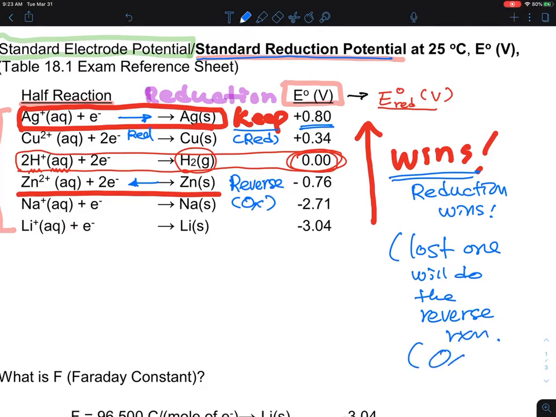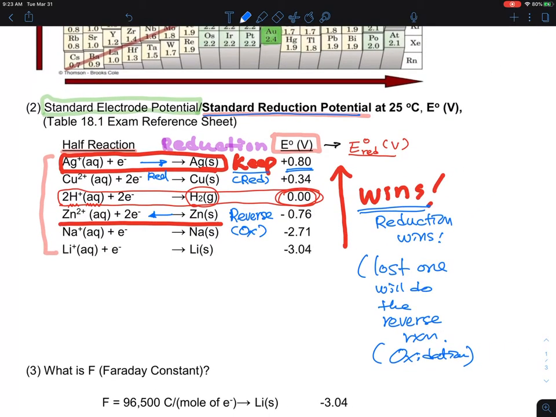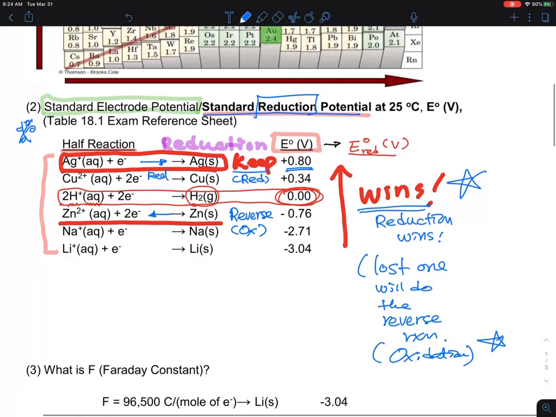We also call that oxidation, right? So just keep this in mind when you're looking at this, because this is really the heart of it. Whenever you find it anywhere in the textbooks or exam reference sheet, you will see the standard reduction potential, and then which one is a winner, and which one is a loser, and then you can set up the reaction, and that is what is called a spontaneous reaction.